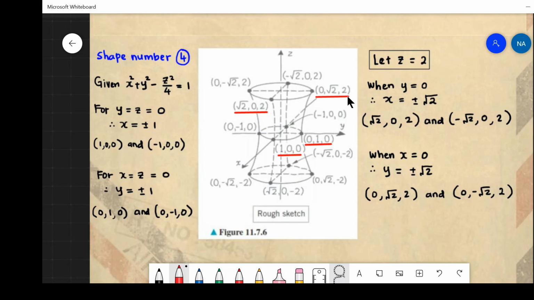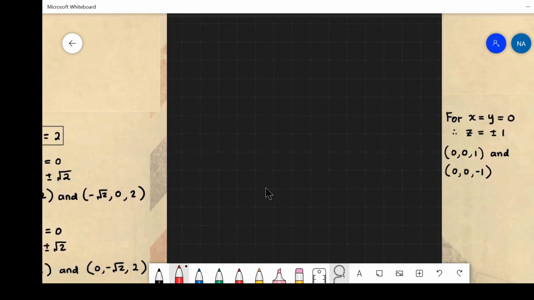Meanwhile, for this similar method, as you can see here, the y is moving, the x is not moving at all. That is why we have x equal to 0. Now substituting x equal to 0 and z equal to 2 into the equation, we are getting the y values. That is why we have these 2 coordinates. So now in this example, I have shown you all the coordinates for this shape. Okay, we go to another example to have a look.